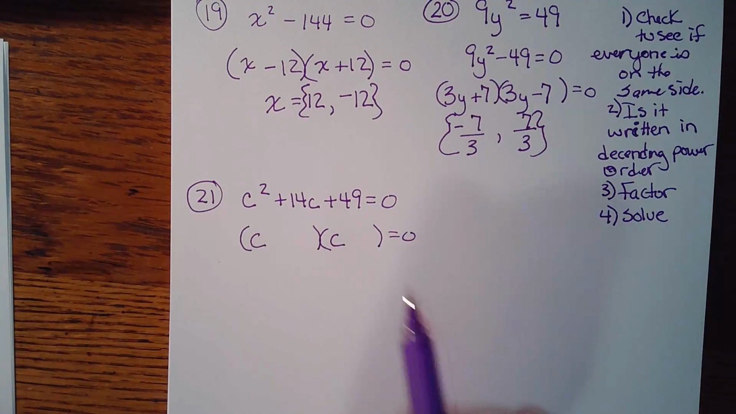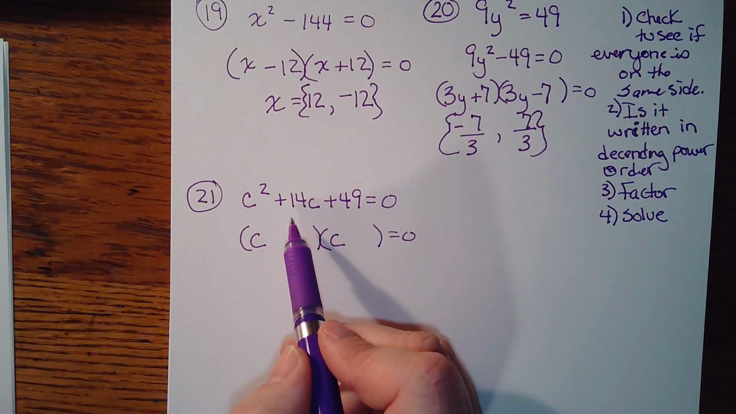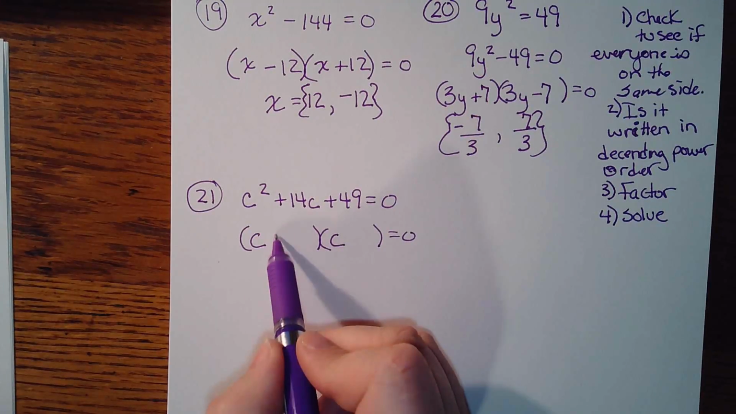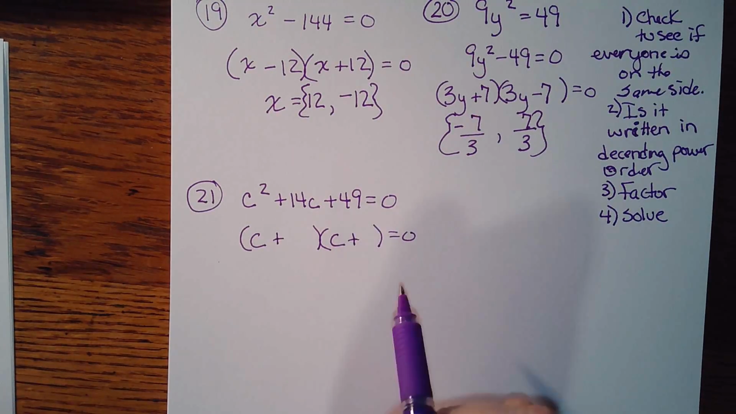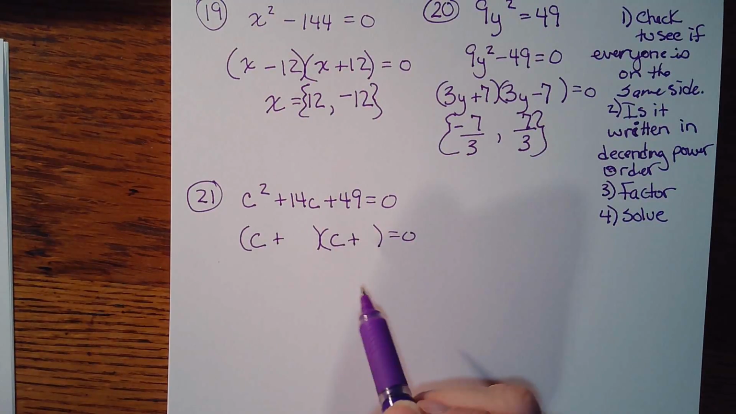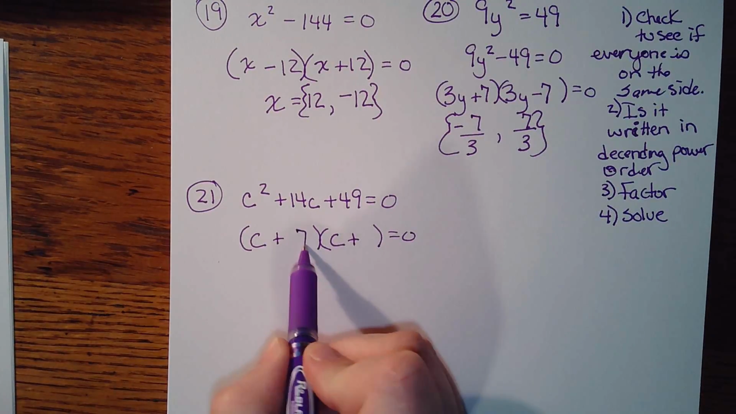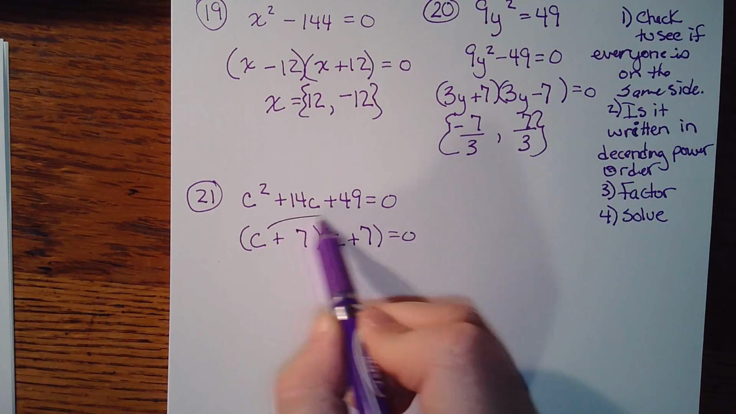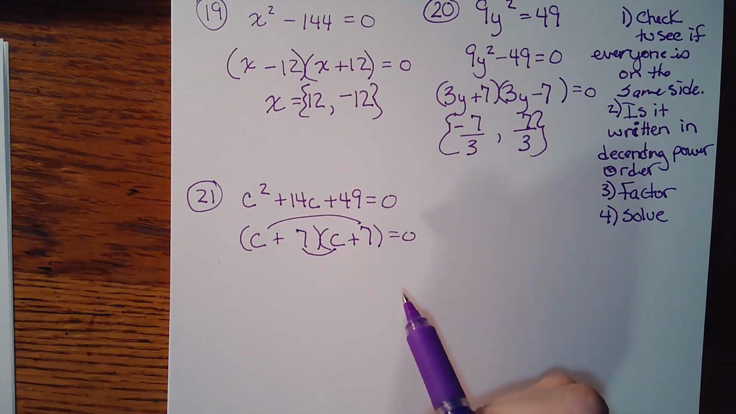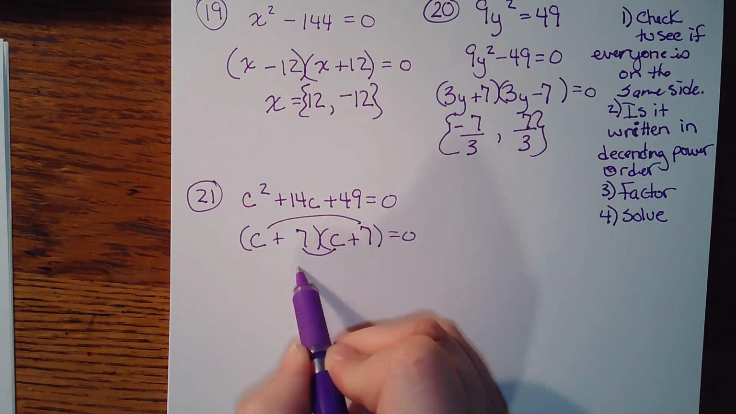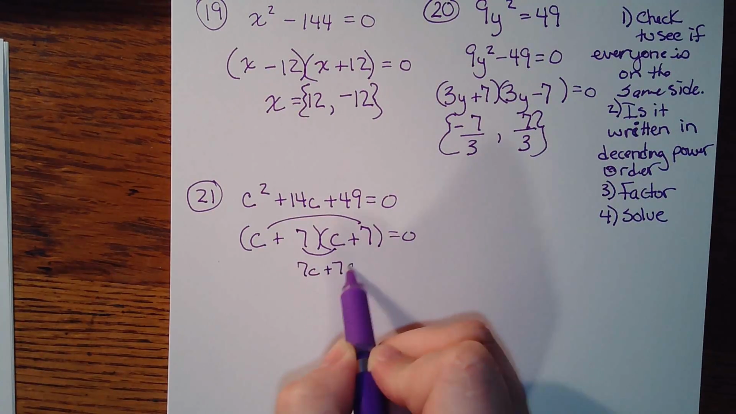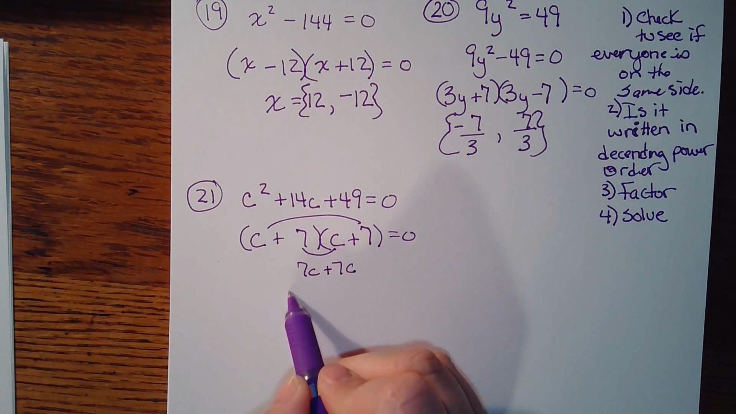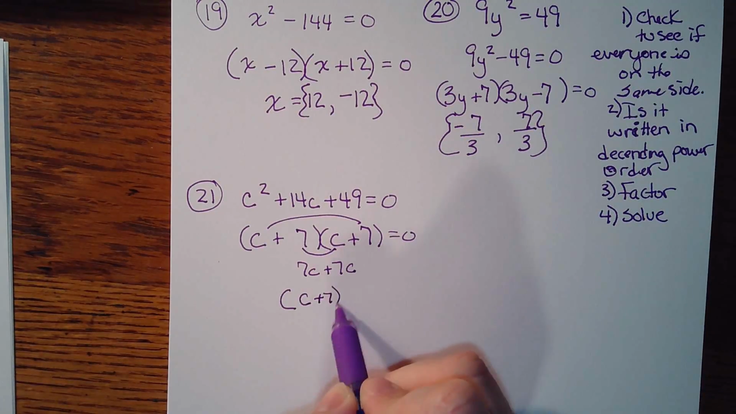The only thing the middle is used for is the check step and the sign. So we need the sign now, so they're both going to be positive. And then the last one is getting the square root of 49, which is going to be 7. So when we do our OI check, which is how we're going to determine if it really is the correct factors, it is 7c plus 7c, which is going to give me 14c. So therefore, my answer is c plus 7 quantity squared equals 0.